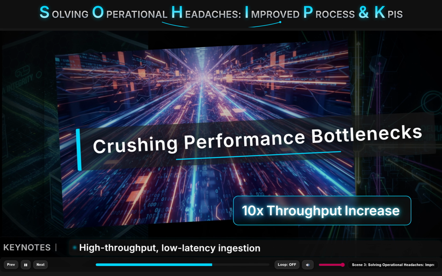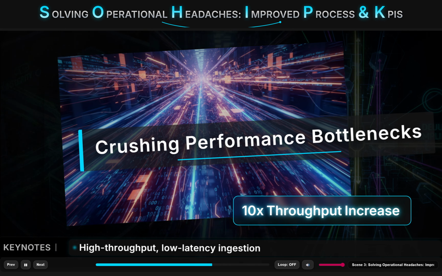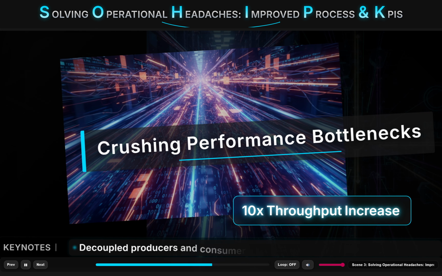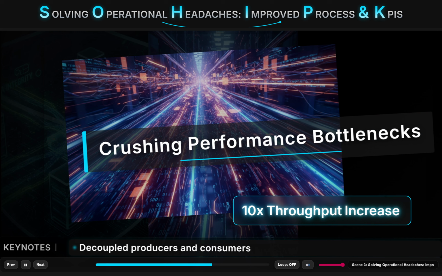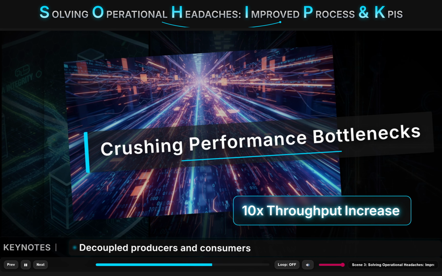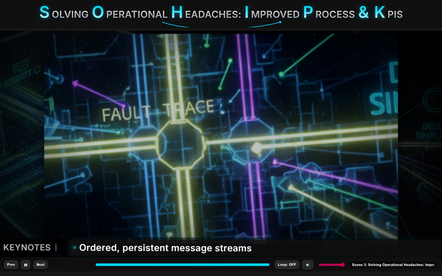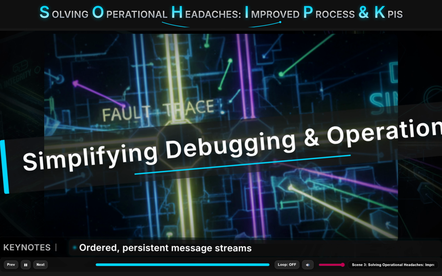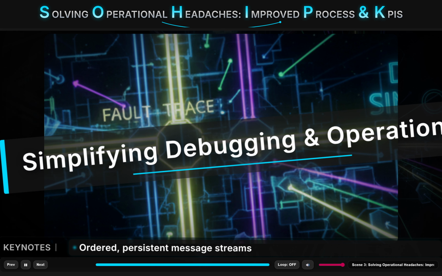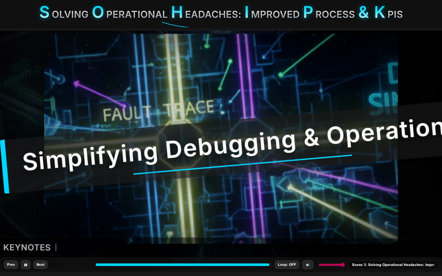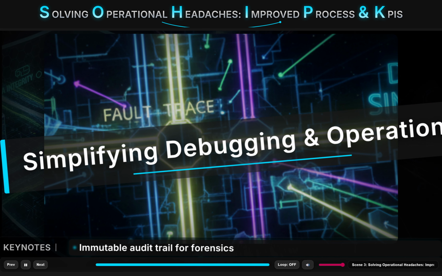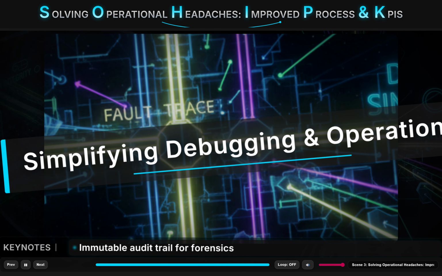Finally, let's talk about the operational nightmare of debugging distributed systems. When something goes wrong across a dozen microservices, trying to trace a single transaction's journey can feel like searching for a needle in a haystack. Or, sticking with our analogy, trying to find a faulty part in a sprawling factory without any consistent tracking system. It's a huge drain on development and operations resources, directly impacting your mean time to resolution, or MTTR.